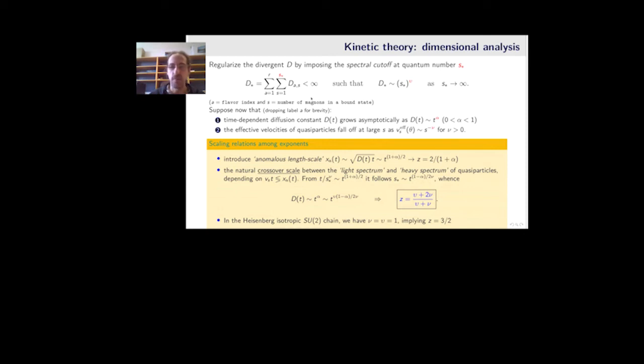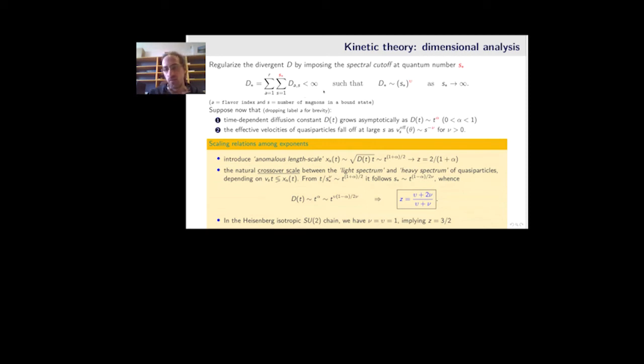So these magnons can bind, and they can bind indefinitely. There can be any number of magnons that bind together, and this is called S. So what we are doing here, we're just saying, okay, let's say that we only include S up to some S star. And of course, if we do that, each quasi-particle species, each magnon species will contribute some finite amount to the diffusion constant, but then eventually when we sum everything, it will be finite.